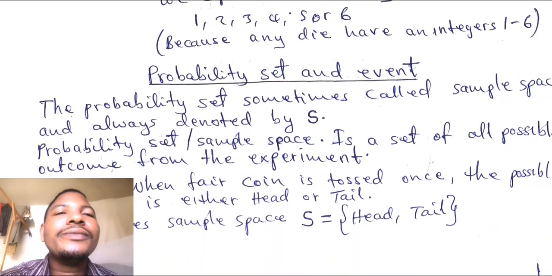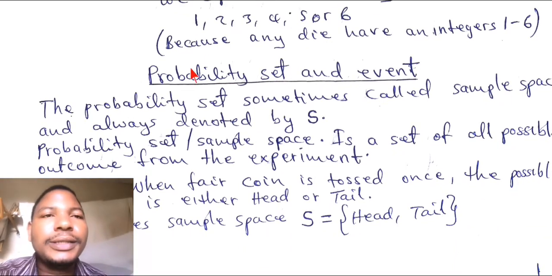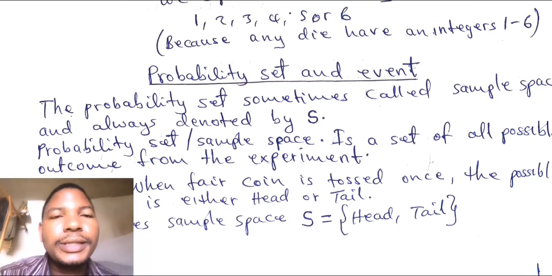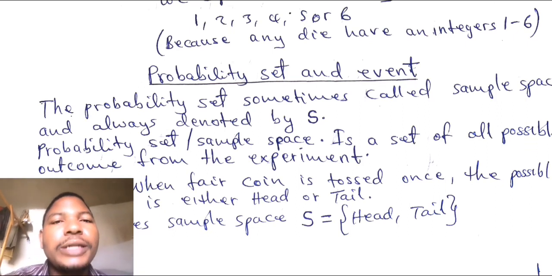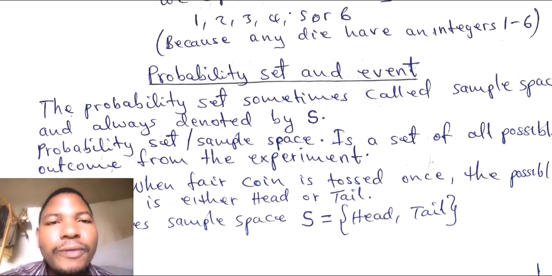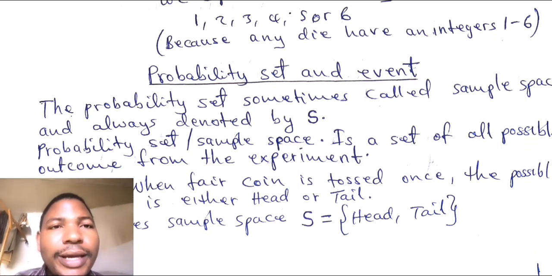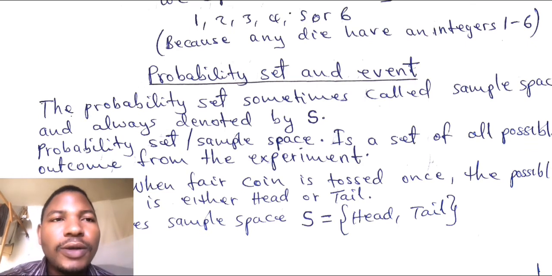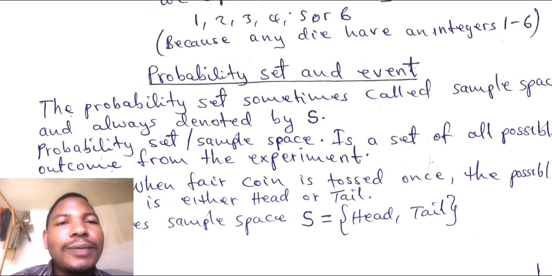Okay. Probability set and event. Let me talk about the probability set. What is a probability set? A probability set is a set of all possible outcomes from a given experiment. So if you conduct an experiment, all the possible outcomes from that experiment are what we call the probability set. The alternative name of the probability set is sample space. This probability set or sample space is always represented by the letter S. So when you see this letter S, it means it is a probability set, or we call it a sample space.